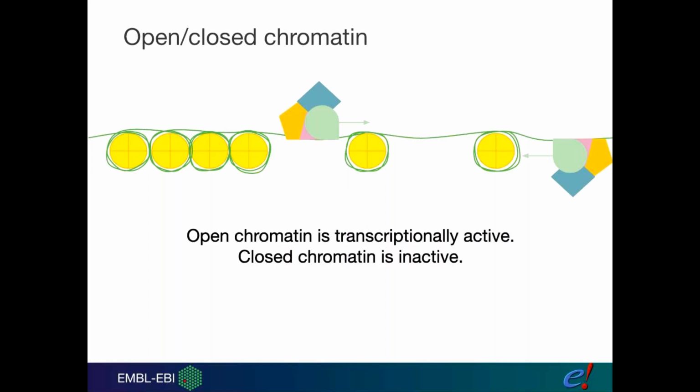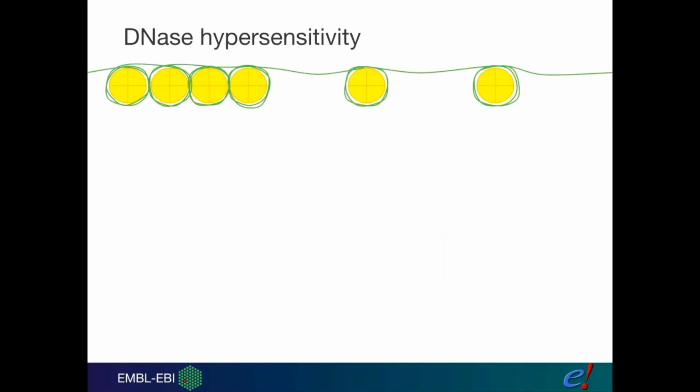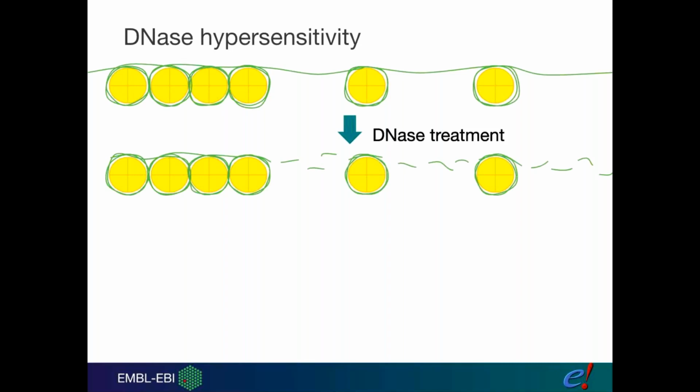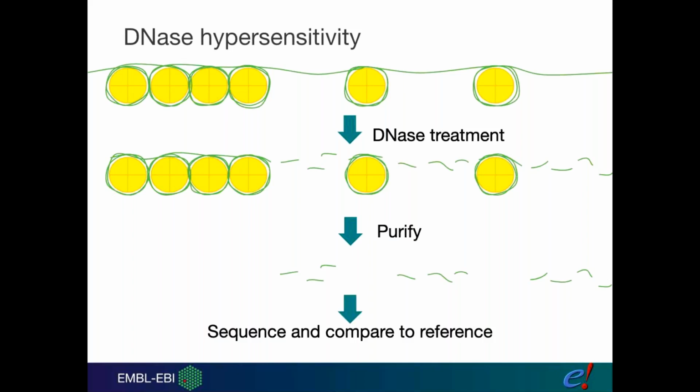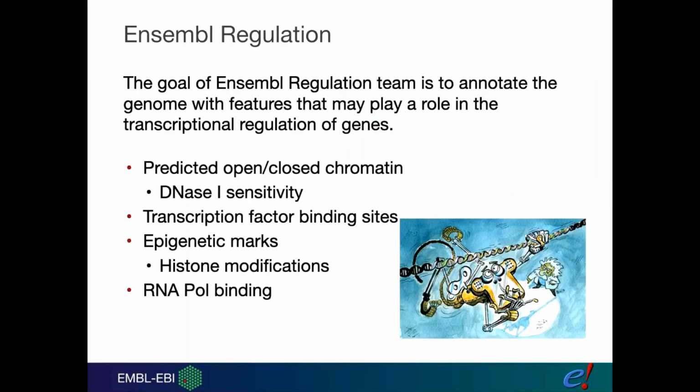So we use DNase hypersensitivity, but we could also use things like FAIRE data, where you use DNase to digest the DNA, and you get a lot of small fragments. You discard all the bits that are still attached to histones, and these loose bits you purify, you sequence, you compare to the reference, and you determine where you had this open chromatin. So these are the data that we're working with in Ensembl regulation.